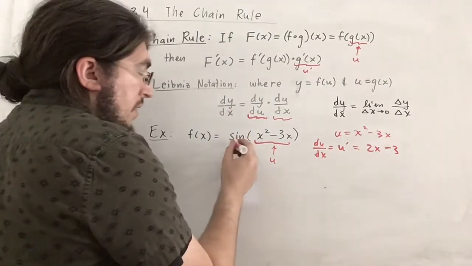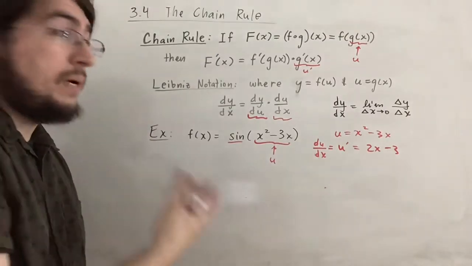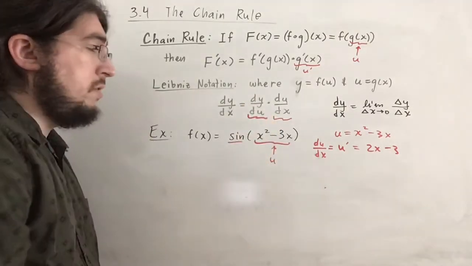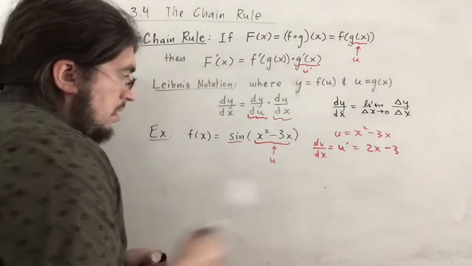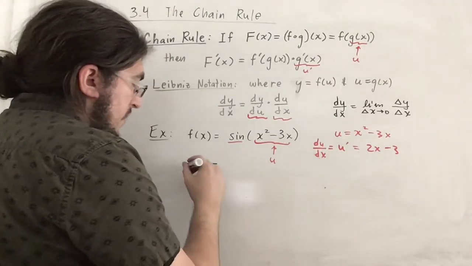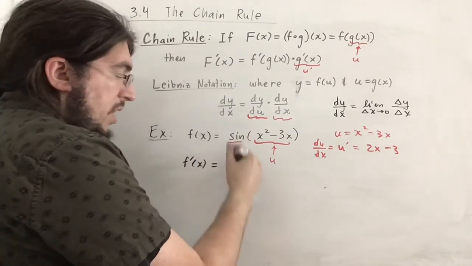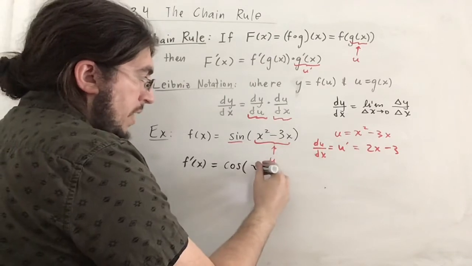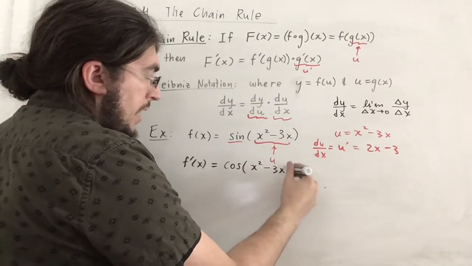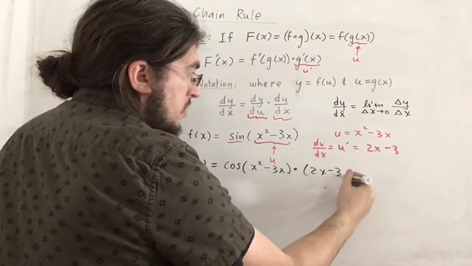The outside function is sine of u. So what's the derivative of sine of u with respect to u? That's dy over du, which will be cosine of u. So we can say that this derivative, f prime of x, according to the chain rule, is the derivative of sine, which is cosine, of the original function u, which I'll write as x squared minus 3x, multiplied by u prime, which is 2x minus 3.